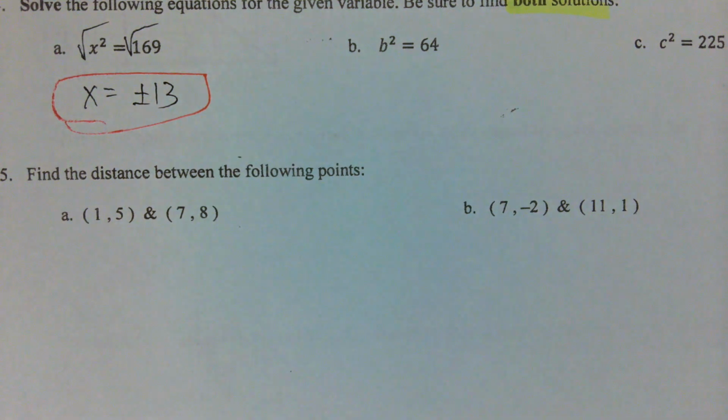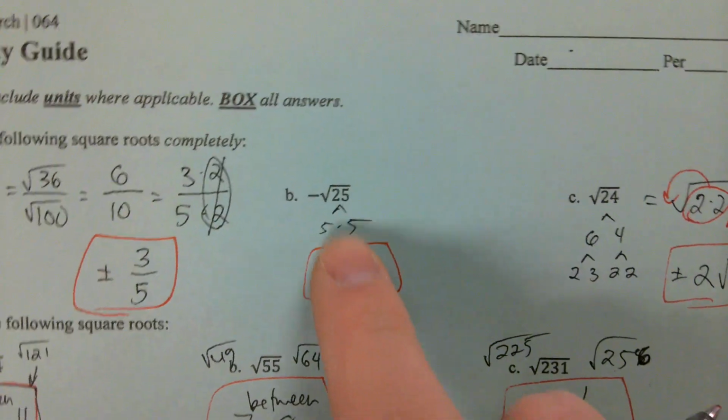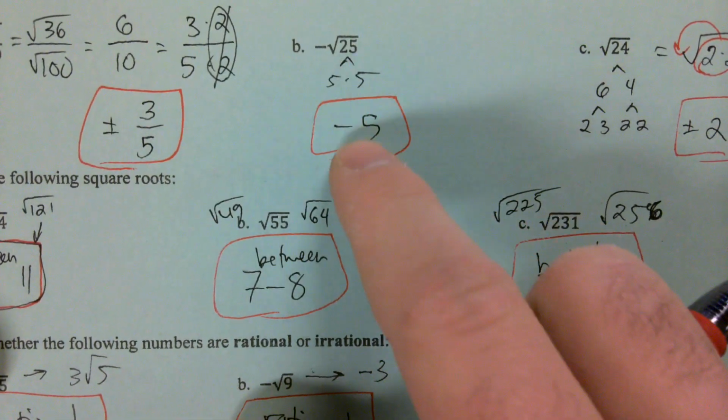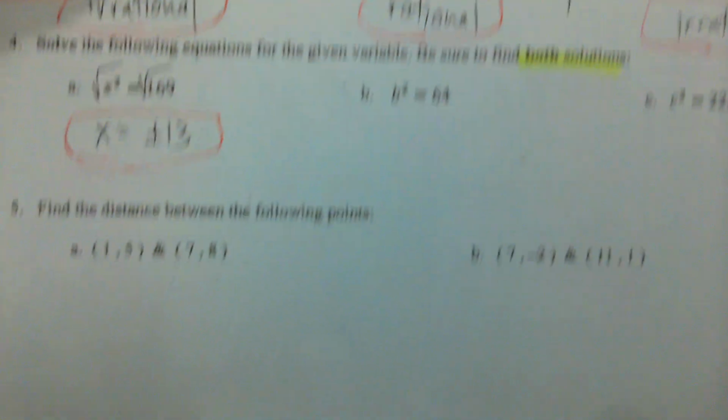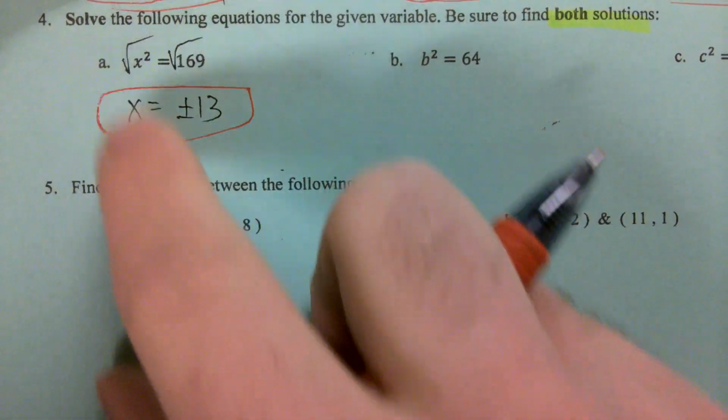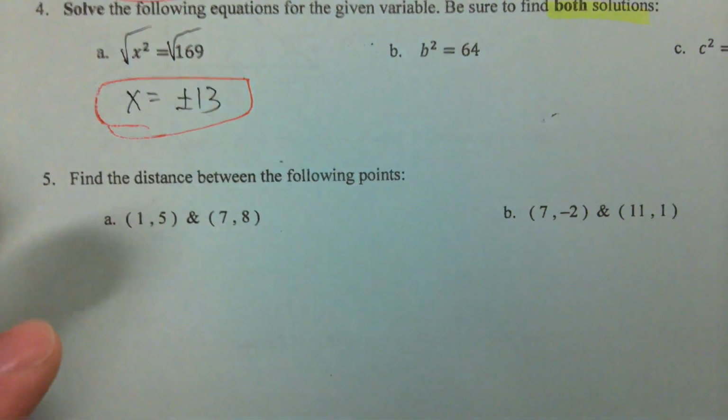Nice and easy. We do want the variable, right? If I'm simplifying, I just need the number. If I'm solving, I need the variable because we're dealing with an equation.